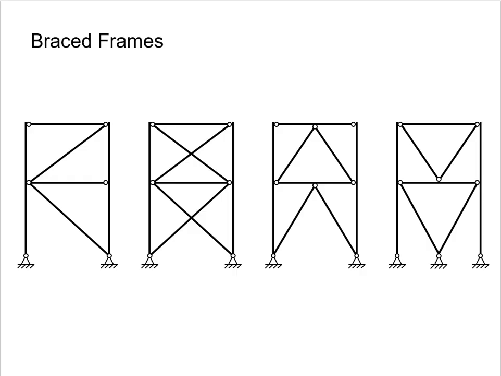Another type of lateral load resisting element is braced frames. Braced frames use diagonal members to provide lateral stiffness. Common braced frame configurations are diagonally braced frames, which have one diagonal member in a bay, cross-braced frames, which have 2 crossing diagonal members in a bay, and chevron-braced frames. Chevron-braced frames use 2 diagonal members to make a downward-facing V shape within the bay. Inverted chevrons are upward-facing Vs.